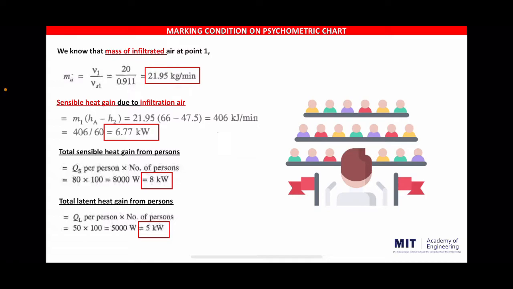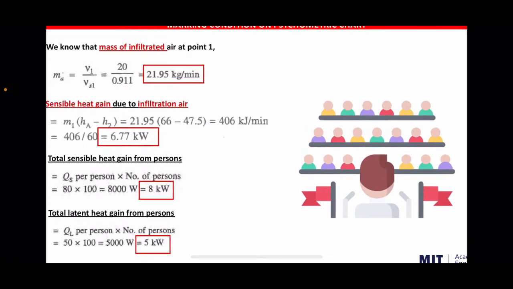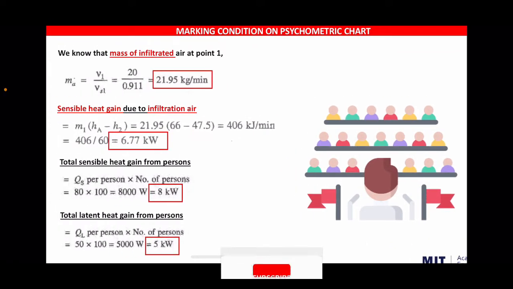Now we will find the sensible heat gain, as a number of persons are present in the room. We'll be finding the sensible heat gain by the persons and the latent heat gain. For the sensible heat gain due to infiltration, the formula is the mass flow rate of air multiplied by the difference in enthalpies. 21.95 is the mass flow rate. This will give us the sensible heat gain due to infiltration of air.